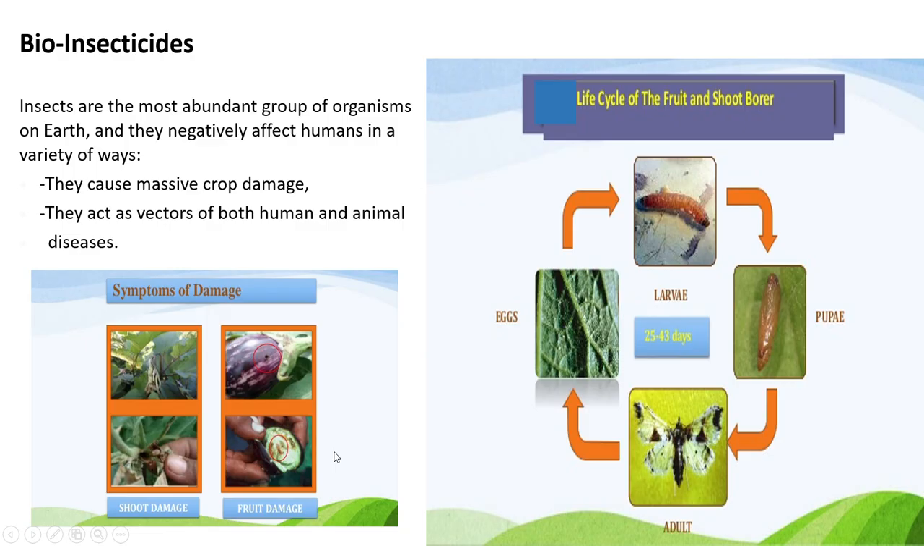So basically this is the life cycle of fruit and shoot borer. So this is the egg. From egg they become larvae, then pupal form, and the adult form. The larvae of the insects are the ones which feed extensively on the crop. Okay, so they are the ones which cause extensive damage to the crop, and BT toxin generally targets larvae only. So this is the stage BT toxin targets.